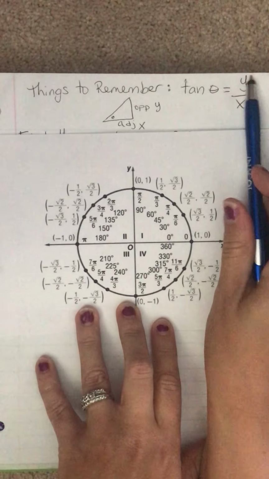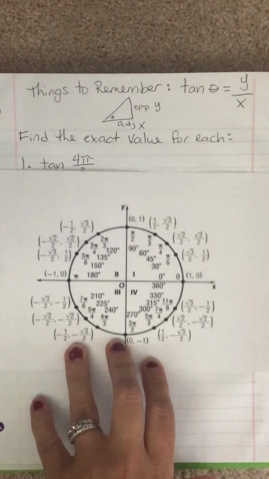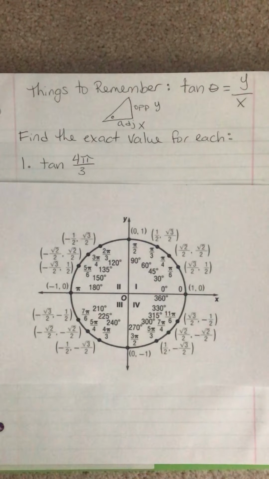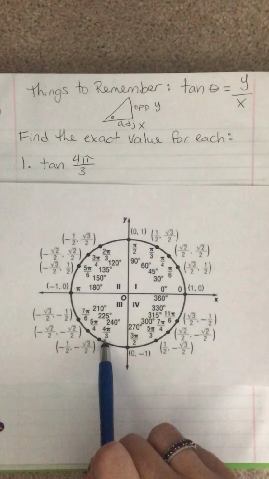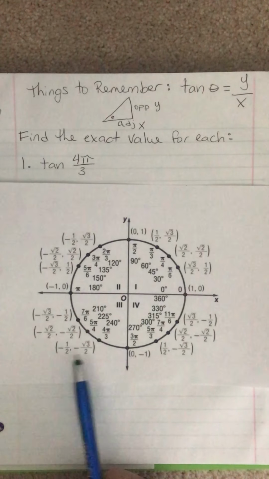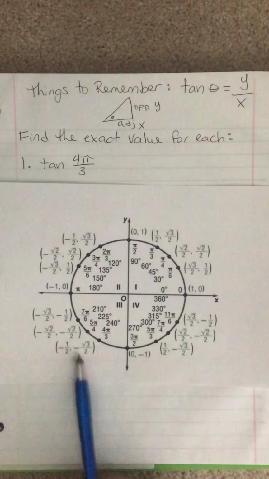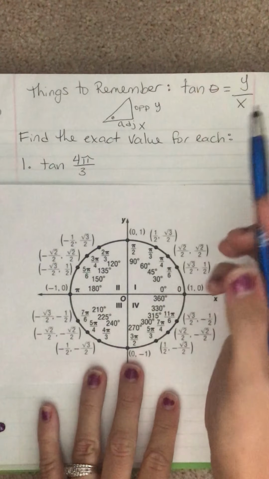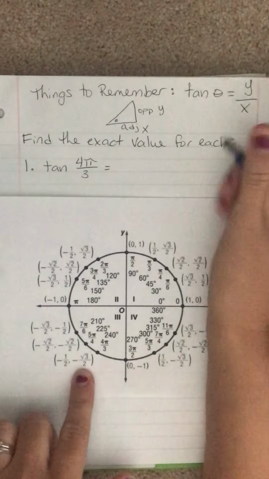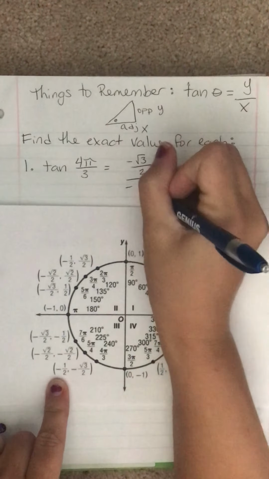So we're going to use this to help us find exact values from the unit circle. So we have tangent of 4 pi over 3. Just like what we did with our sine and cosine, we first find 4 pi over 3 on the unit circle. Now the difference is it's not just a simple look at the ordered pair and figure it out. You have to actually take a combination of these two using the ratio for your tangent, which is y over x. So we would set it up as negative square root of 3 over 2 over negative 1/2.